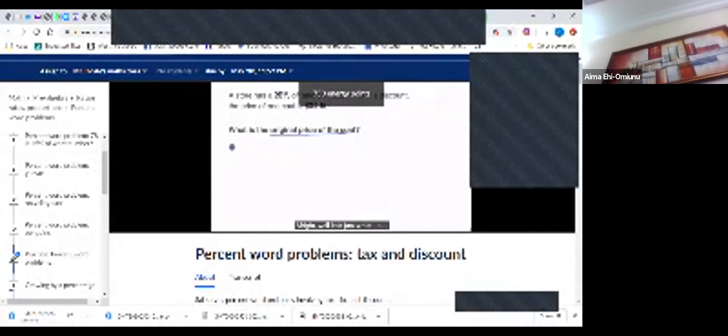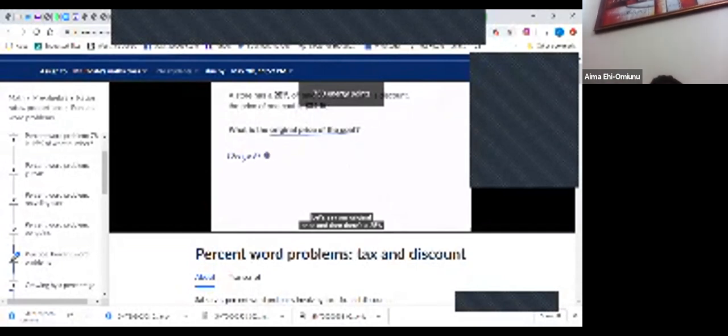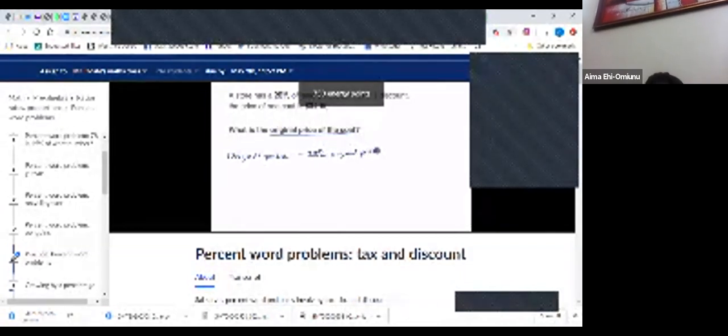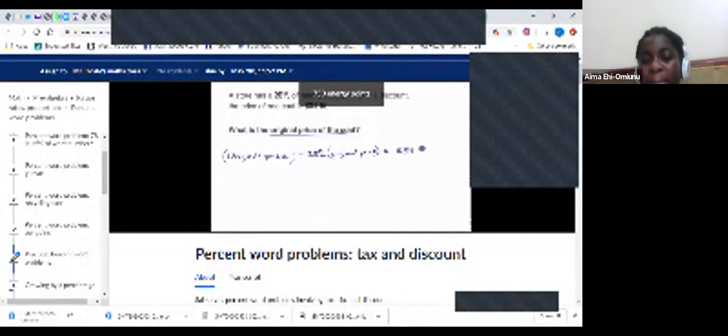All right, well, let's just write it out the same way we did last time. So let's say our original price, and then there's a 25% discount. So minus 25% of the original price is going to be equal to $34.50. That's the price with the discount. So can we solve for the original price?